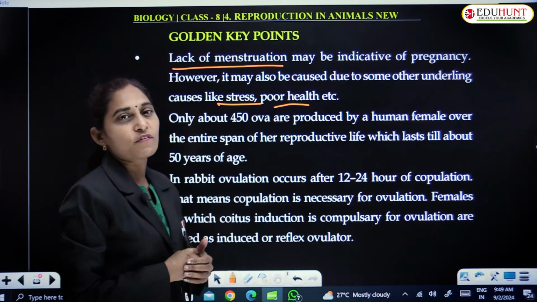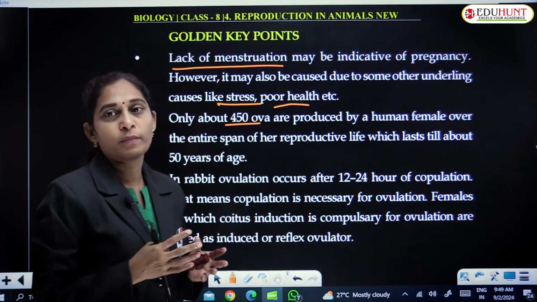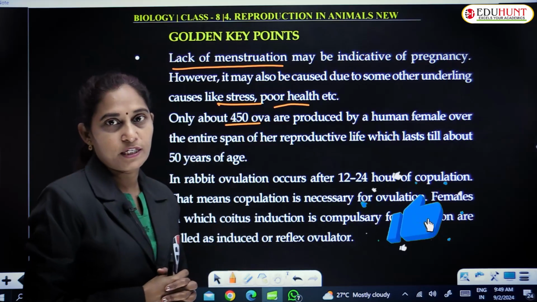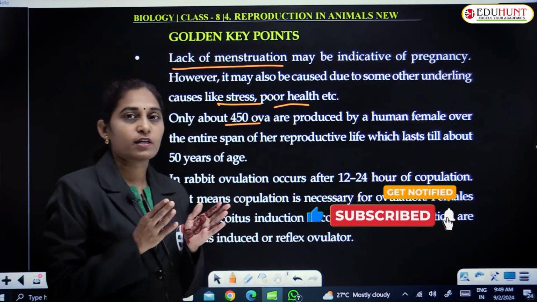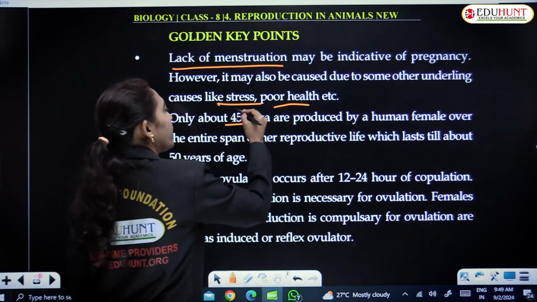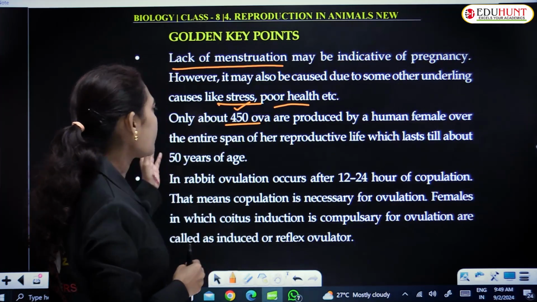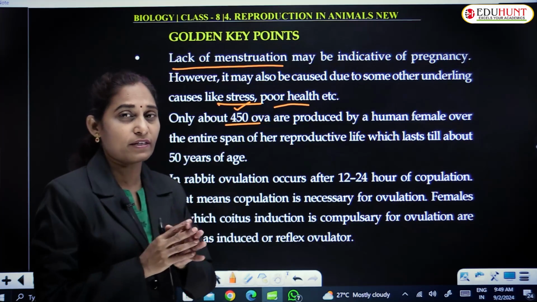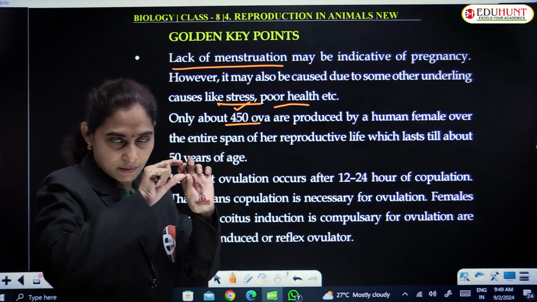Only about 450 ova are produced per human individual throughout her life. A female individual produces about 450 effective ova in her lifetime, over the entire span of her reproductive life, that is, the period from maturation until menopause.